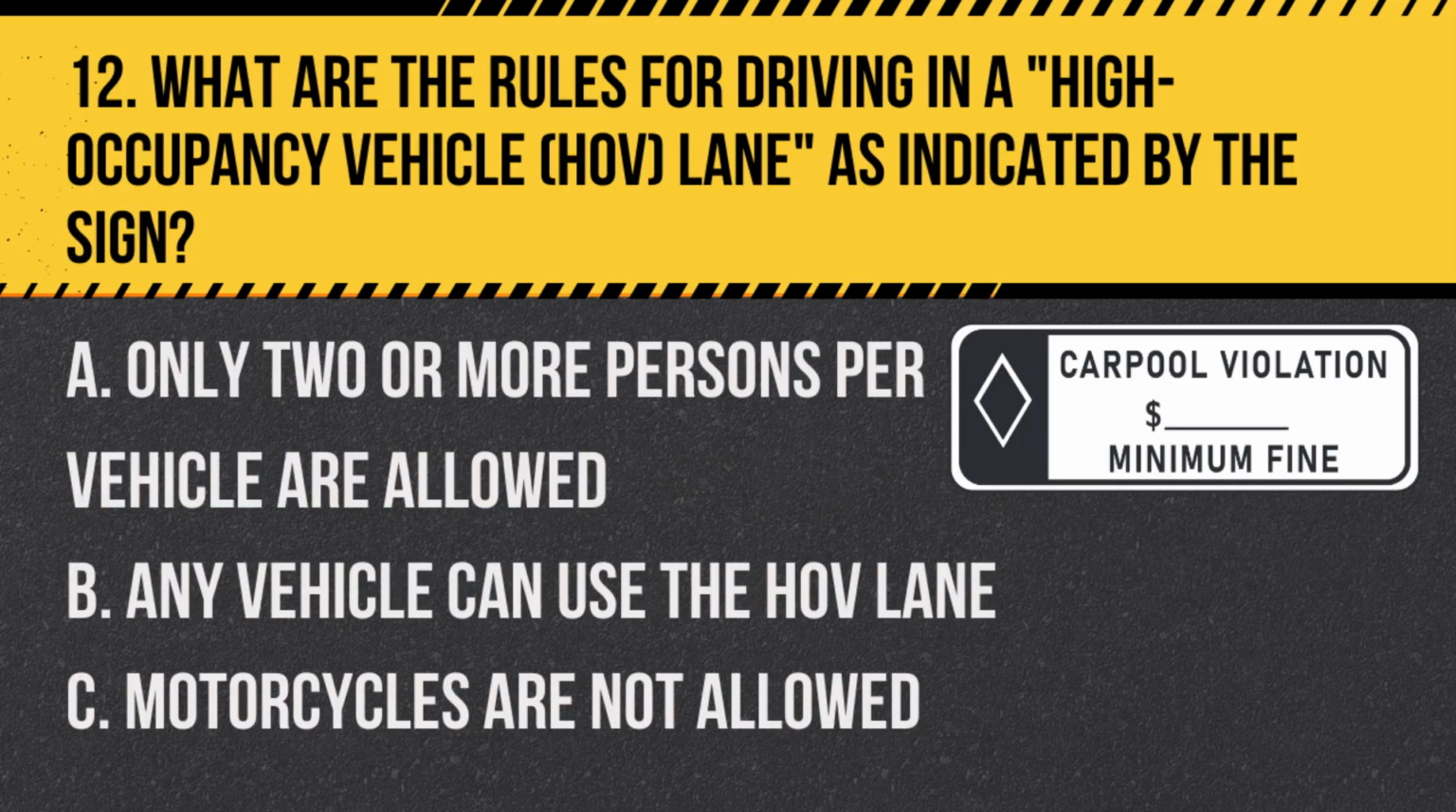Question 12. What are the rules for driving in a high occupancy vehicle, HOV, lane as indicated by the sign? A. Only 2 or more persons per vehicle are allowed. B. Any vehicle can use the HOV lane. C. Motorcycles are not allowed. Answer: A. Only 2 or more persons per vehicle are allowed. The rule for driving in a HOV lane is that there must be 2 or more persons per vehicle.